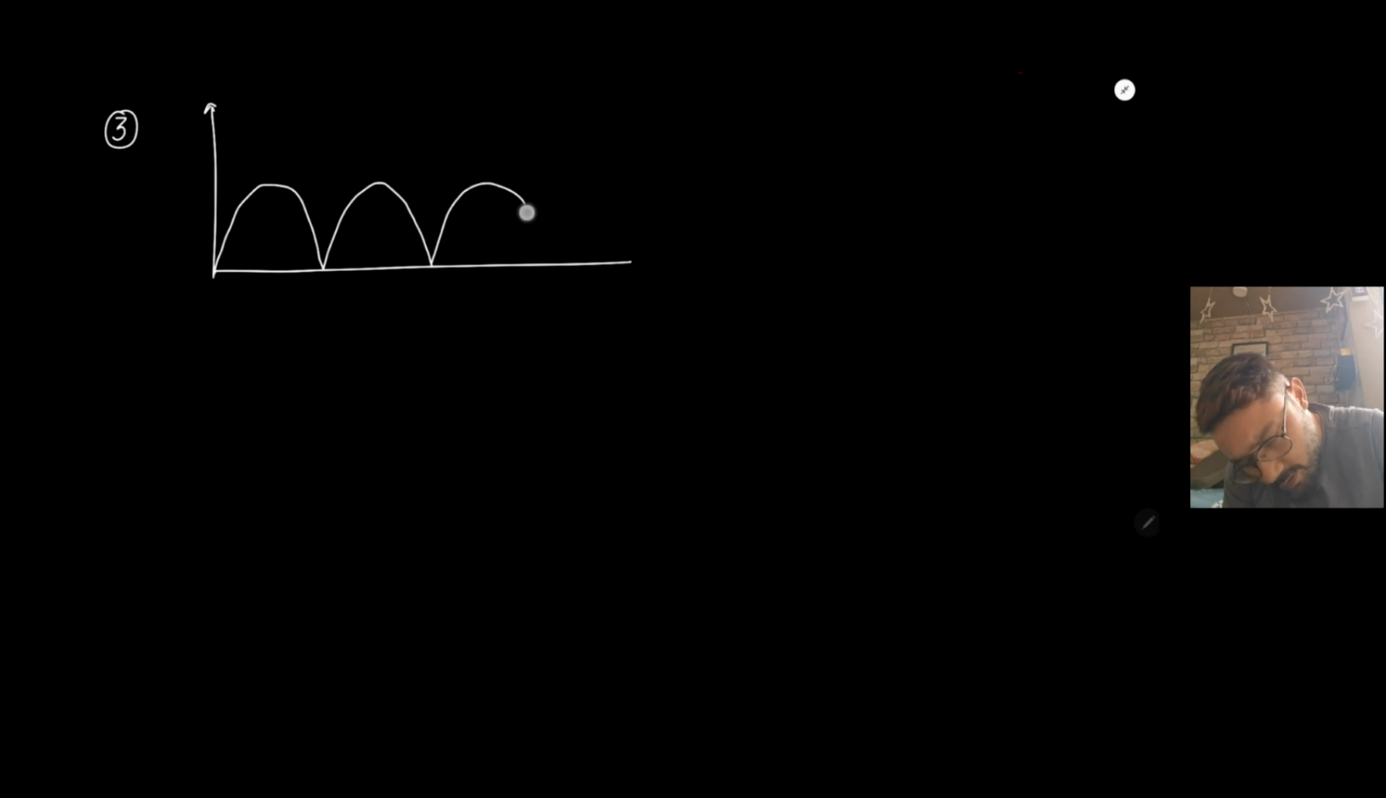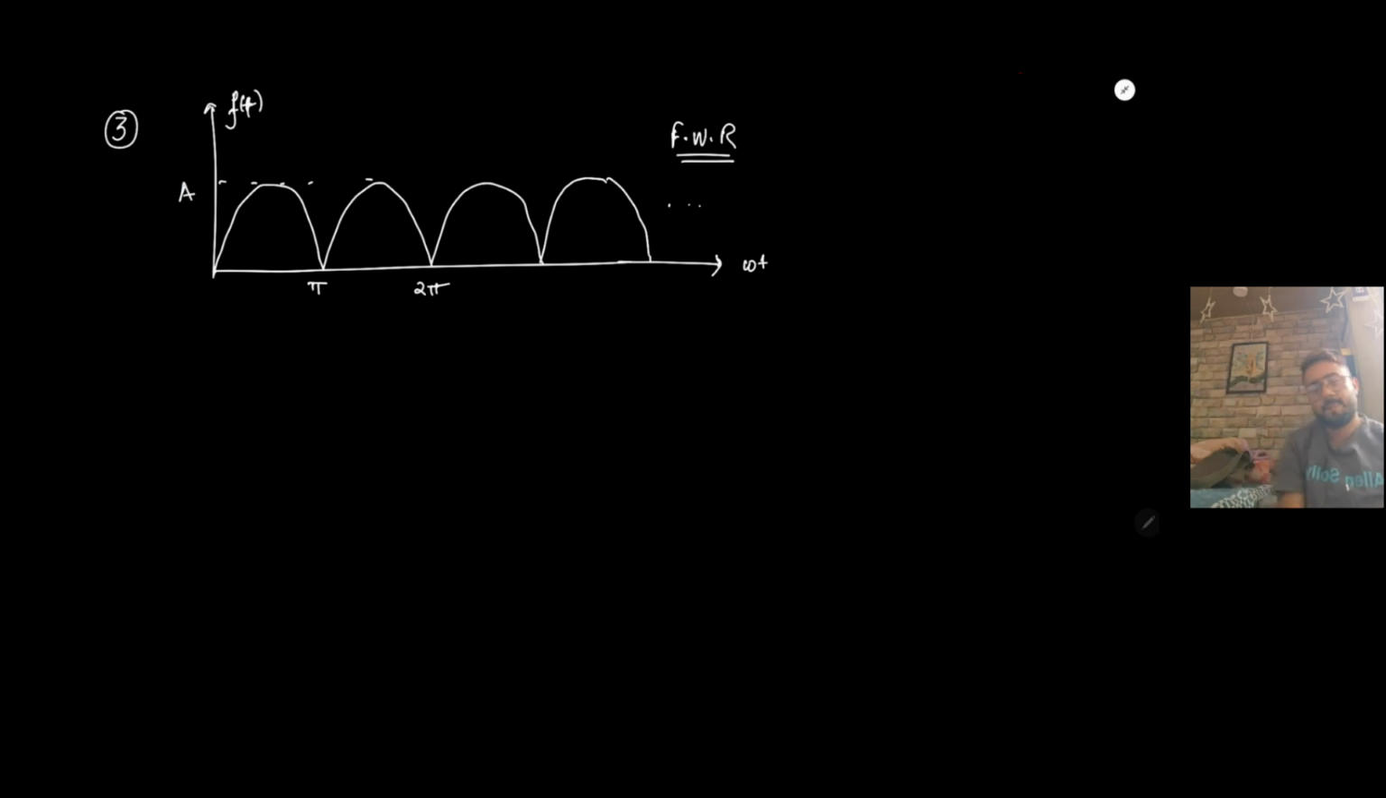Suppose this is actually the output waveform of a half wave rectifier. We'll study the half wave rectifier later. This is the output waveform of a full wave rectifier. Suppose omega t, pi, twice pi, and we give the x-axis as a function f(t). Fine, we need to find the average value of this waveform.